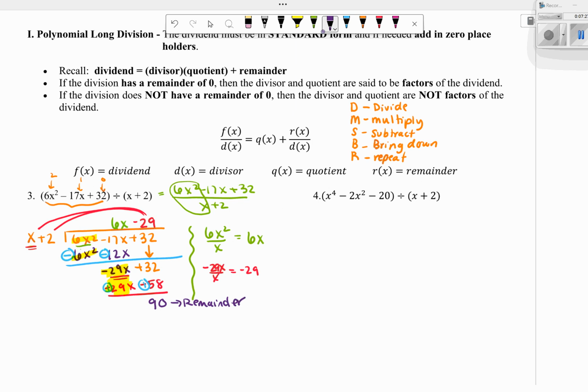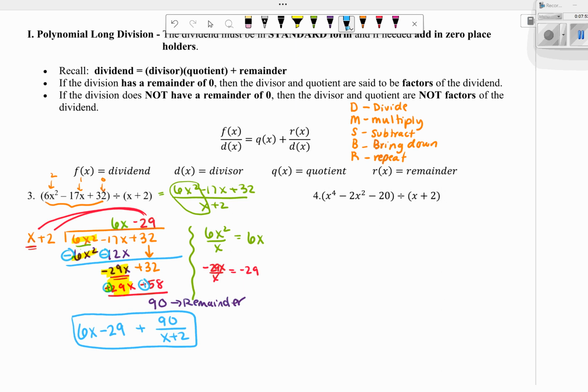So if I write out my quotient, which is my answer, and the remainder, we have 6x minus 29 plus the remainder, which is 90 divided by x plus 2, because the x plus 2 couldn't go in anymore. And that gives us our equation. So let's go ahead and look at the next one. We're going to do the same thing. We're just going to practice our long division.